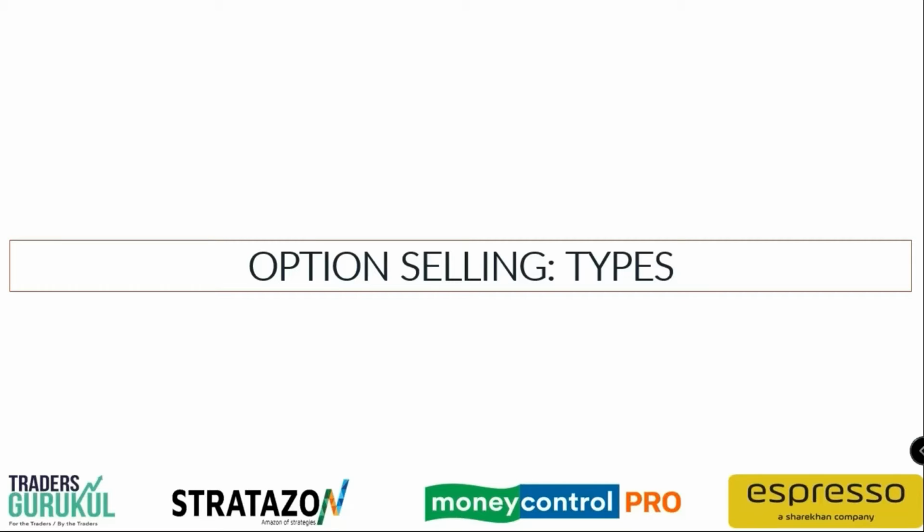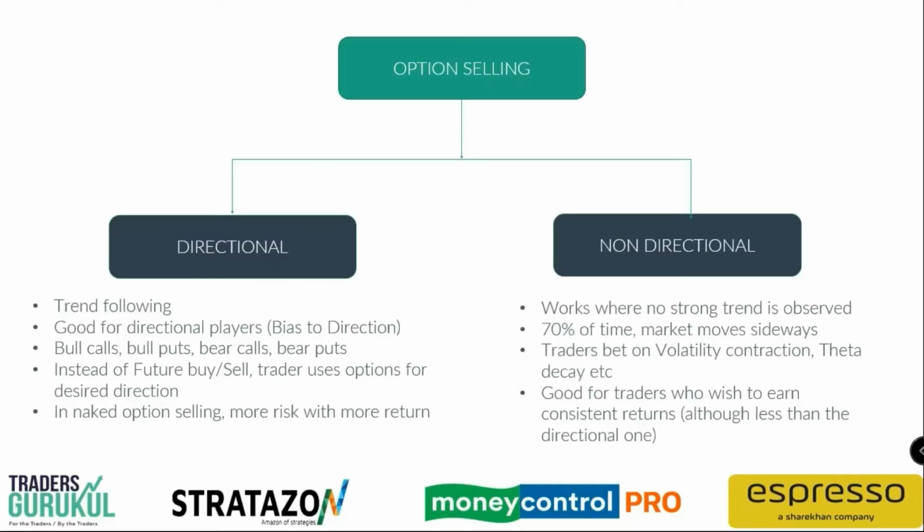The types of option selling: we can be either a directional player or a non-directional player. We can sell options in both conditions. If we are bullish, we can buy call or sell put. If we are bearish, we can buy put or sell call. If we are indifferent to the trend, suppose in our opinion the market will not go uptrend or downtrend, then we can sell both call options and put options.